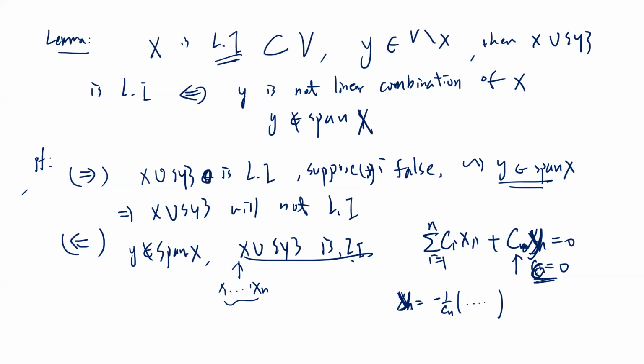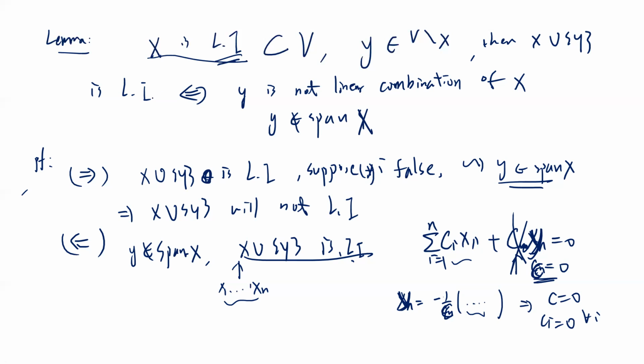And the reason is that if it's non-zero, then y will be a linear combination of the summation of ci xi, right? Which tells you that c must be 0. If c is 0, then all ci will be 0, right? Because I already assumed that x is linearly independent. Okay, so now we have a proof.